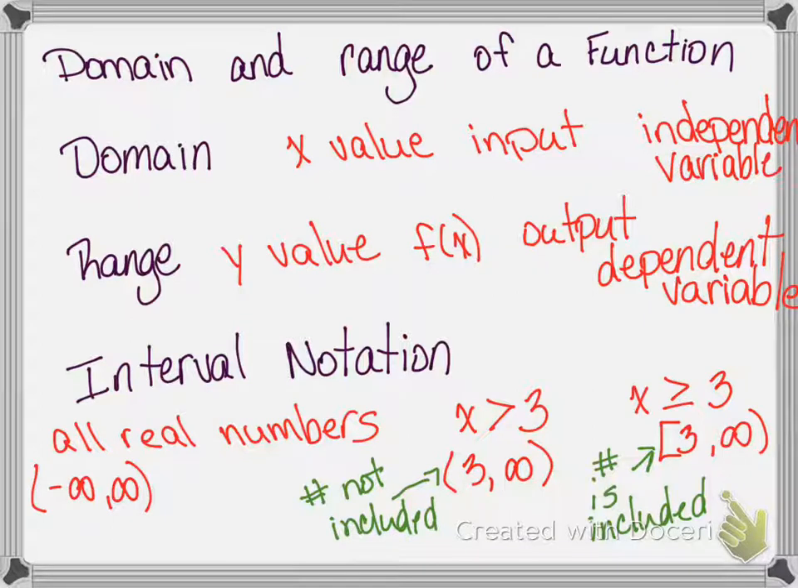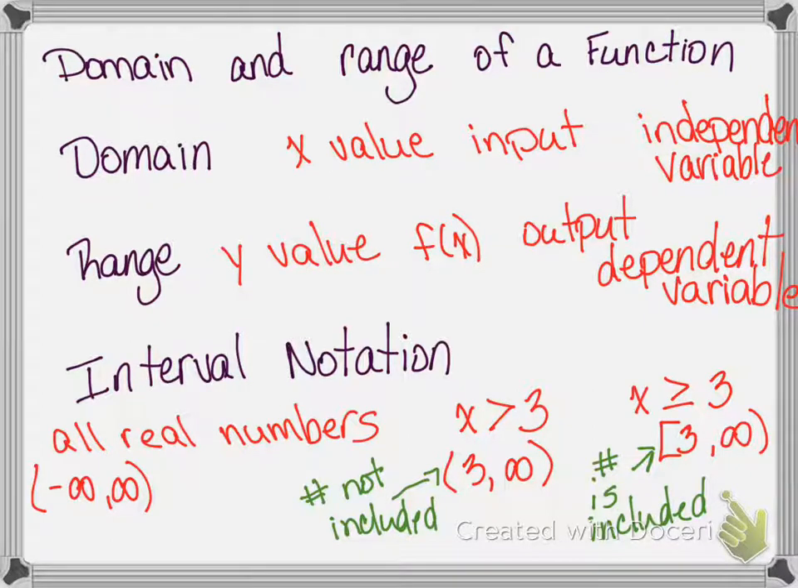So look at this right here. I've got x is greater than 3. Is 3 a solution to x is greater than 3? No, it's not. Is 3.001 a solution to x is greater than 3? Yes, but 3 is not included. So when I am not including the number, I am going to have a parenthesis right there.